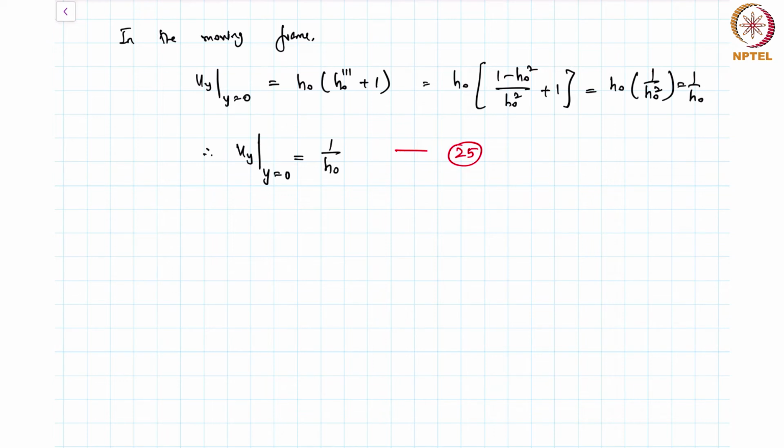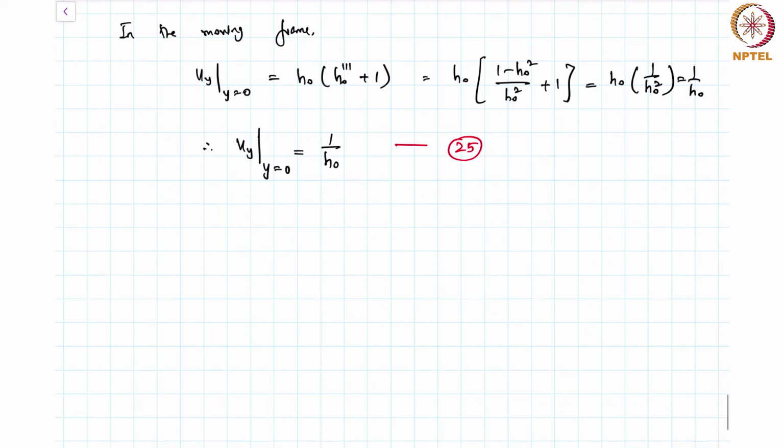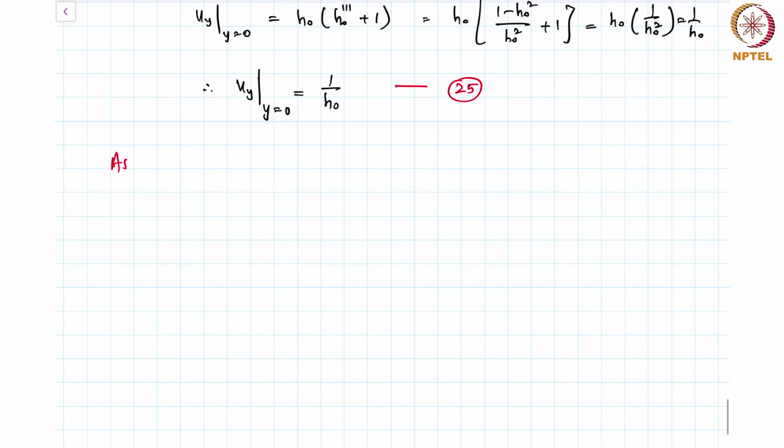This is a very troubling matter because the shear stress is diverging, and if the shear stress is diverging, it means that as we approach the contact line, the shear stress becomes singular.